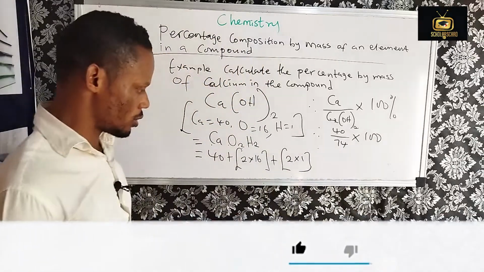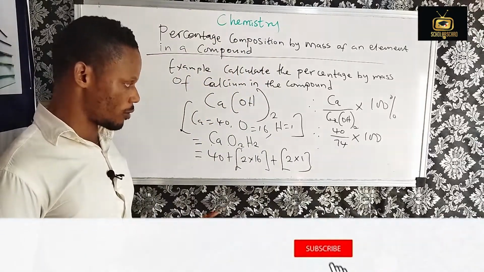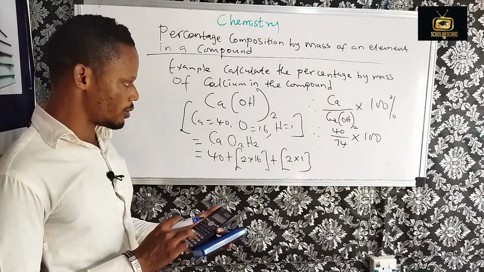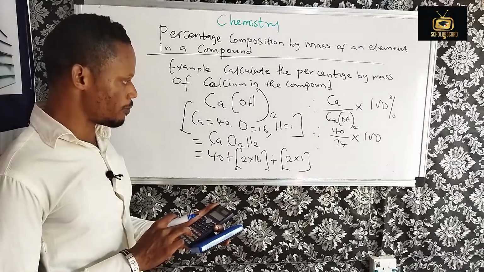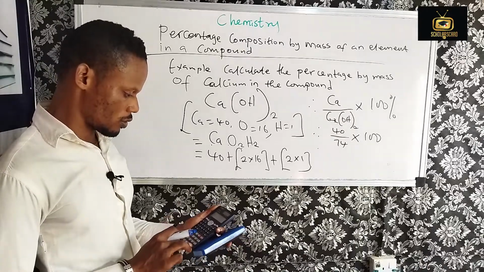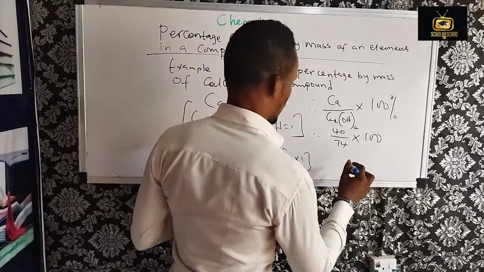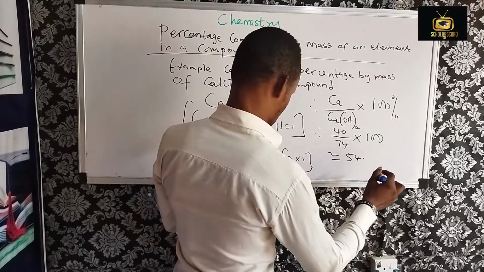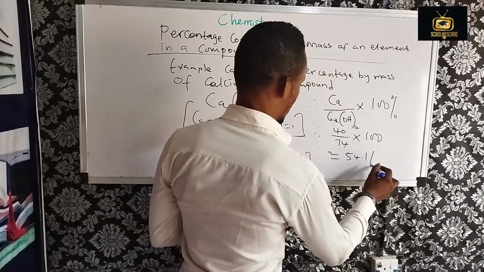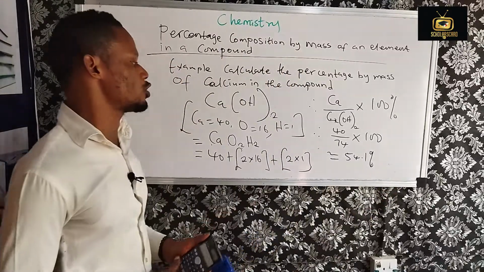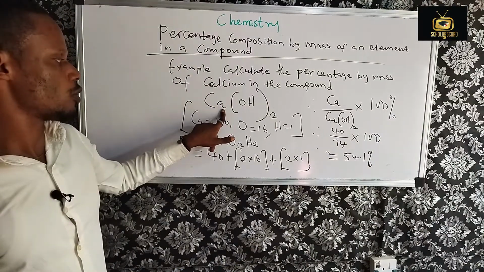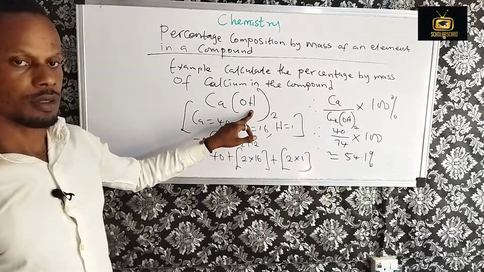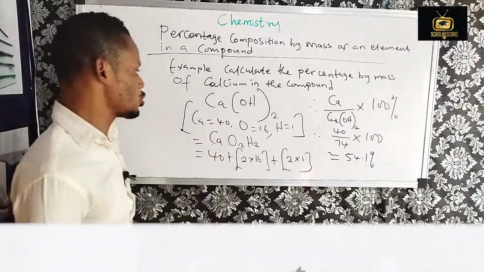So let us do it. 40 times 100 divided by 74 will give us 54, approximately 54.1%. So this is the percentage composition of calcium in this compound. We can as well calculate for oxygen and hydrogen. Are you getting it? Good. So let us do the second one.